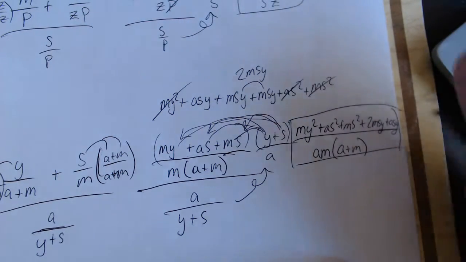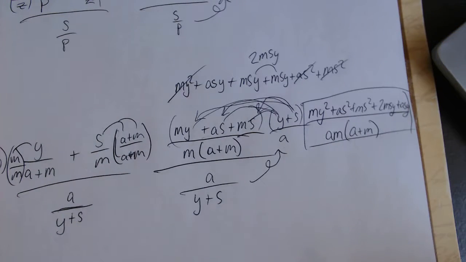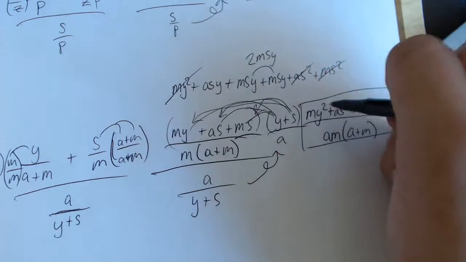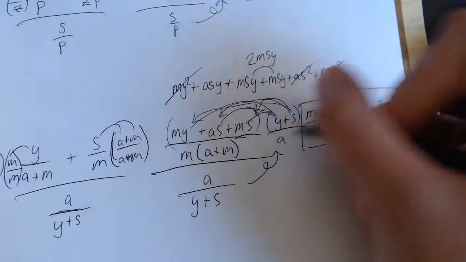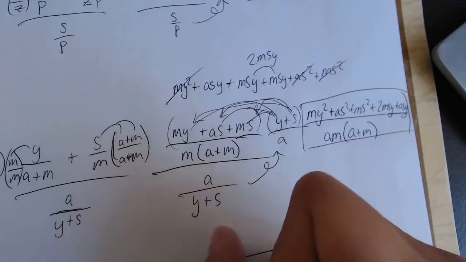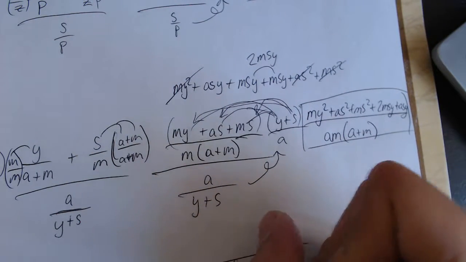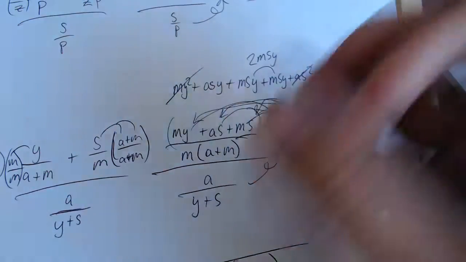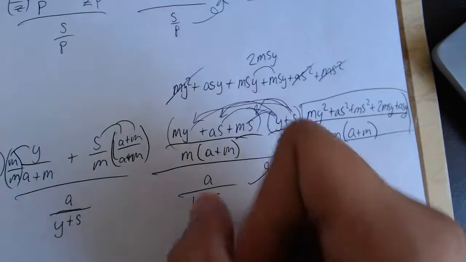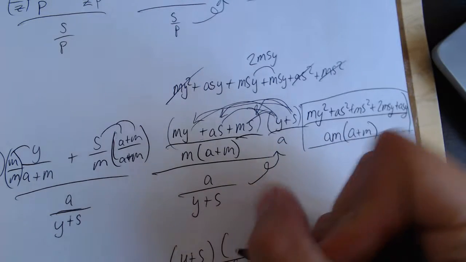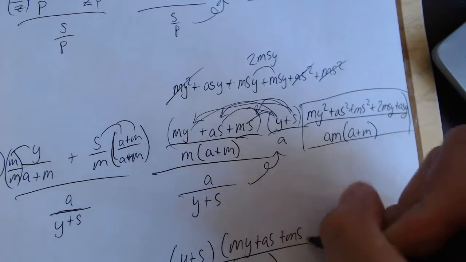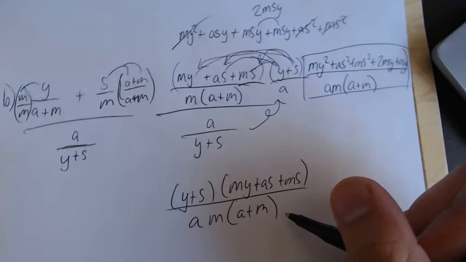Now you guys are going to love the second way. The second way is great because you don't have to multiply anything. The second way to do it is to just leave the numerator as these two polynomials. So going back a couple of steps, you'd have the common denominator of a plus m, and instead of doing all this distribution, you can just simply leave them as separate polynomials. You can do y plus s times parentheses my plus as plus ms. This is probably going to be your guys' most preferred method.